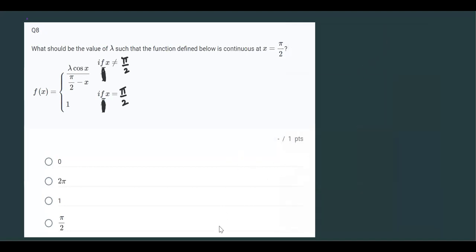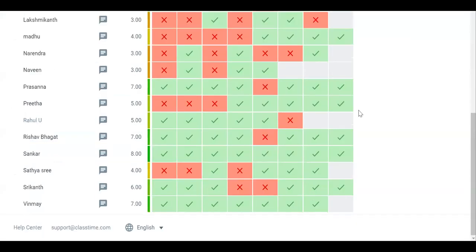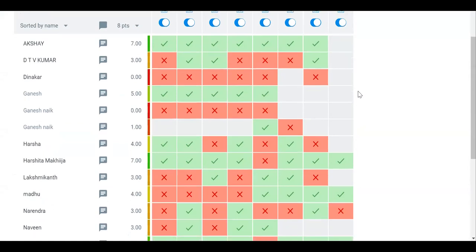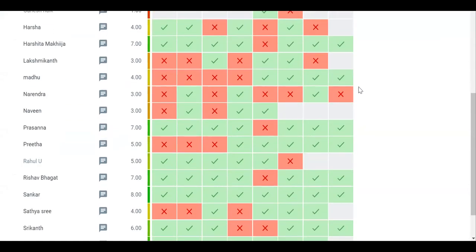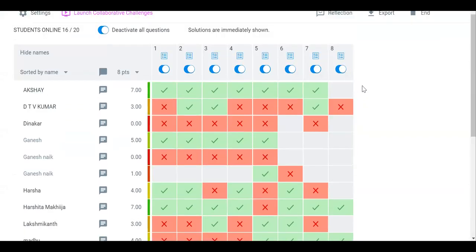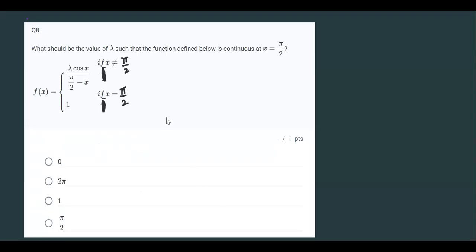Okay, look at the solution. Let us see how many correct. Again, yeah, good. This time many correct.